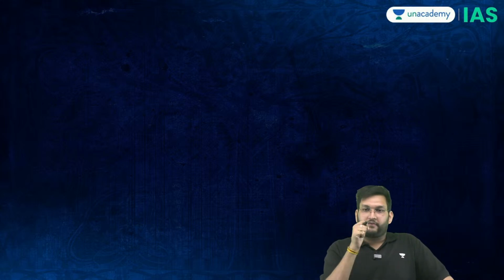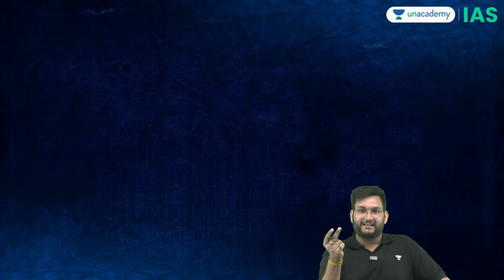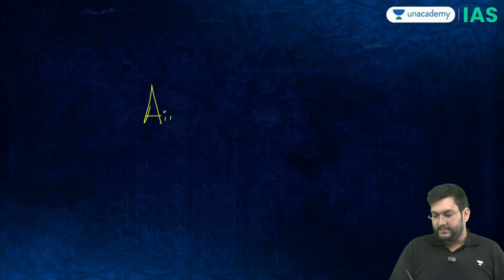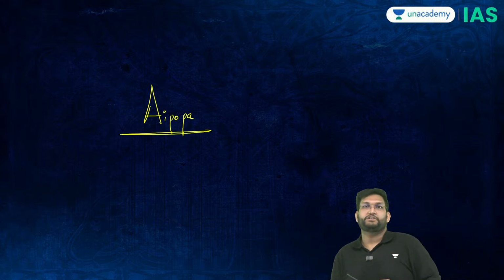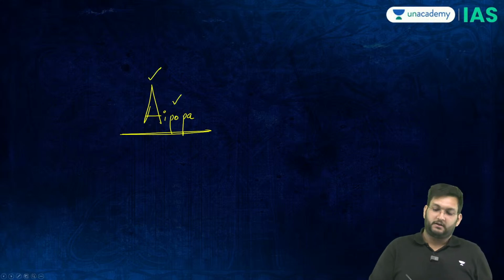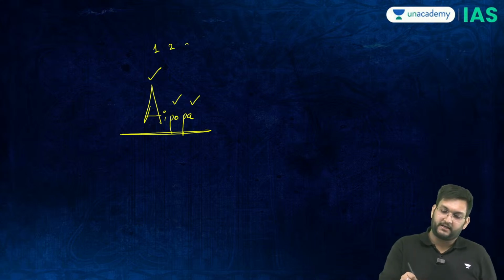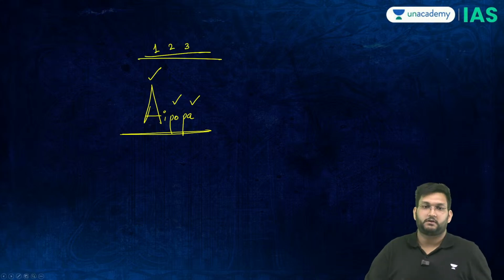Now, the First Carnatic War, as revised: First Carnatic War, Austrian War of Succession. Second Carnatic War, internal fighting. Third Carnatic War, 7 Years' War. What is the way to learn it? IPOPA, which is Treaty of Aix-la-Chapelle, Treaty of Pondicherry, Treaty of Paris. This is your first, second and third Carnatic War.